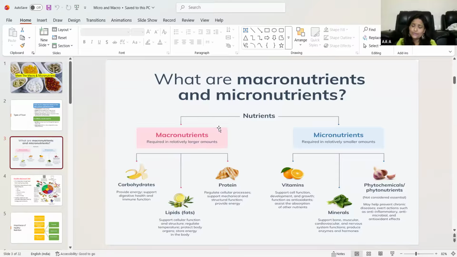Tomorrow I will continue this section. After this section, I will discuss the basics of Ayurveda, the difference between the doshas, and what foods they include. I started with macro and micronutrients because this is the basics.